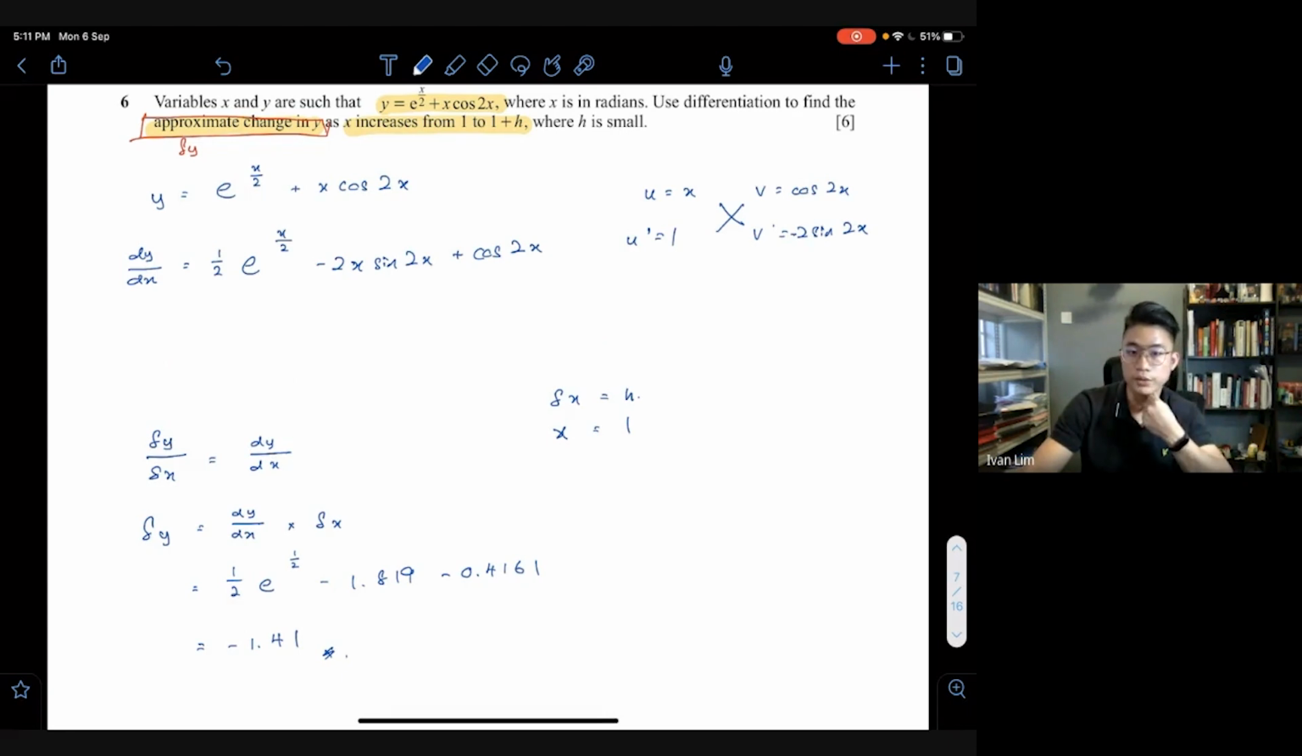Where did the h go? Oh, sorry, you are right. I didn't multiply by h. Good one, Nathan. Sorry, got too excited. Negative 1.41 h. My bad. Okay, thanks for pointing that out. I only counted the dy over dx and forgot to multiply by the h. So delta x is h.